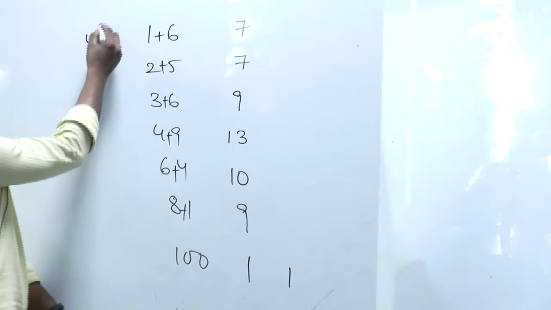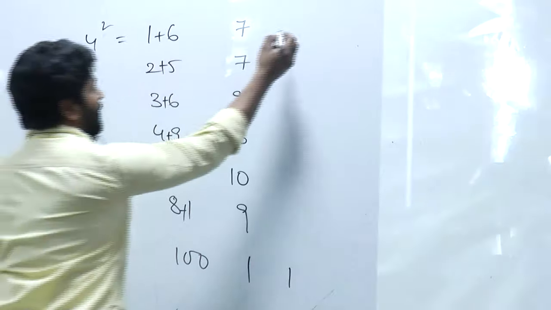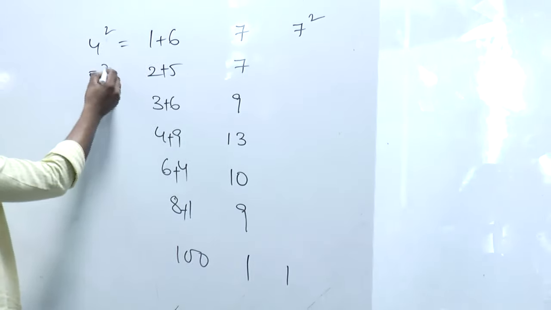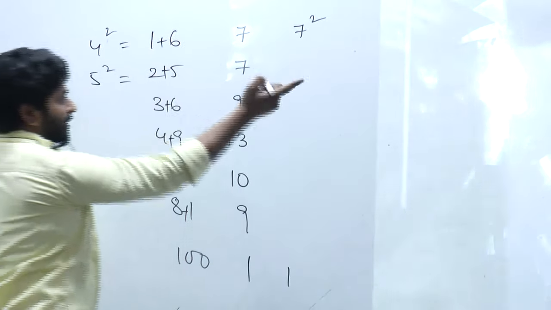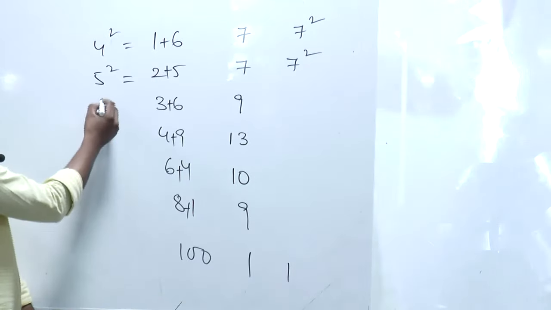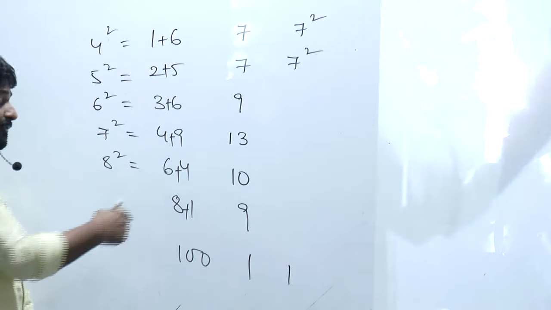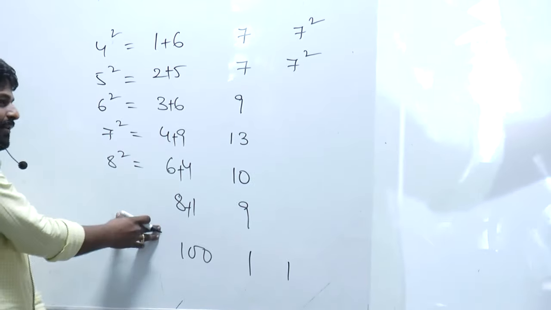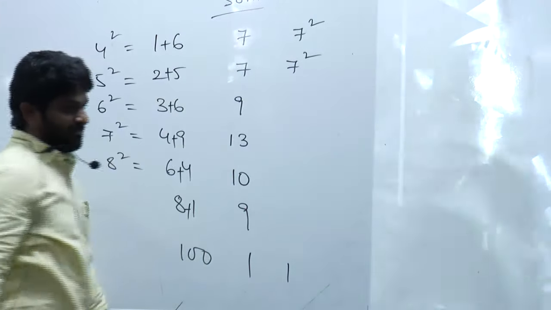4 square 16, sum of digits 7. So your first number in number series is 7 square. Next is 5 square 25, sum of digits 7. So your second number in number series is 7 square. Next number 6 square, 7 square, 8 square. Sum of digits in your regular square, and sum of digits square is given in your number series.